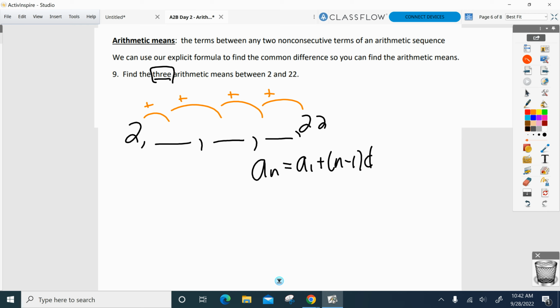What do you think you plug in for a sub n? Any term but the first. Jared? 22. Equals. First term? 2. All right, I'm trying to stress this here today. n, what term, what position is 22 in the sequence? It's the what term? 1, 2, 3, 4, 5th term. Minus 1. Now find the d value. Distribute. Actually, you don't need to distribute. Just do 5 minus 1.